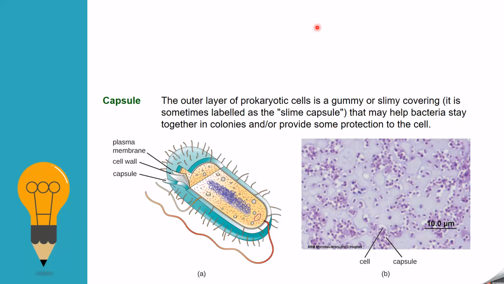So let's look at the components of a prokaryotic cell. You have a capsule. The outer layer of prokaryotic cells is gummy or slimy, and is a covering, sometimes labeled as the slime capsule, and this helps the bacteria stay together in colonies and/or provide some protection to the cell. The majority of the time it will provide protection.